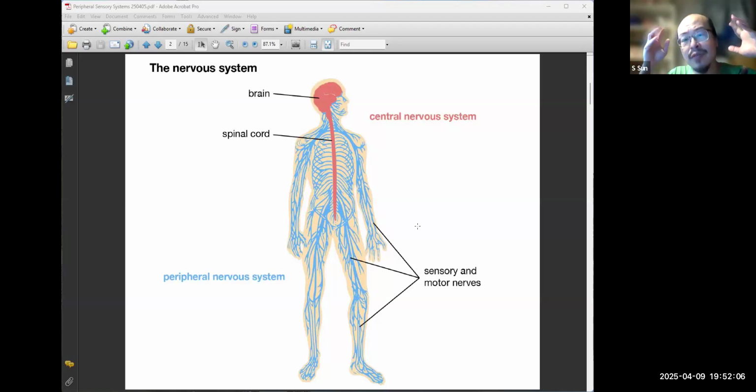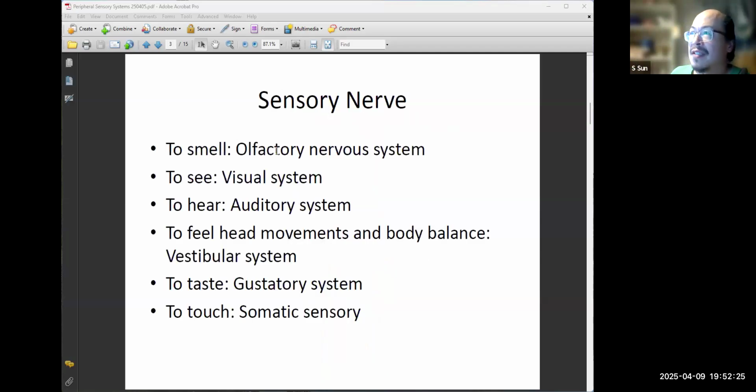Those senses need to be picked up by the sensory organs. And so those are the organs that we are going to talk about, such as the visual, the eye; hearing, the ear; taste, the tongue; touch, your skin. So all these are going to be the topics today. The sensory system has many types of senses.